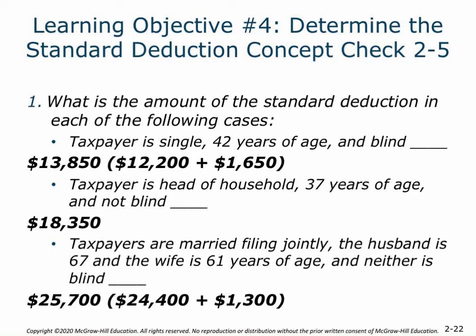And then taxpayers are married filing jointly. Husband is 67, wife is 61, and neither is blind. So here we're going to have $25,700 for the total. We're going to have $24,400 for the married filing jointly. One of the taxpayers is over 65, so an additional $1,300 for that to get to $25,700.